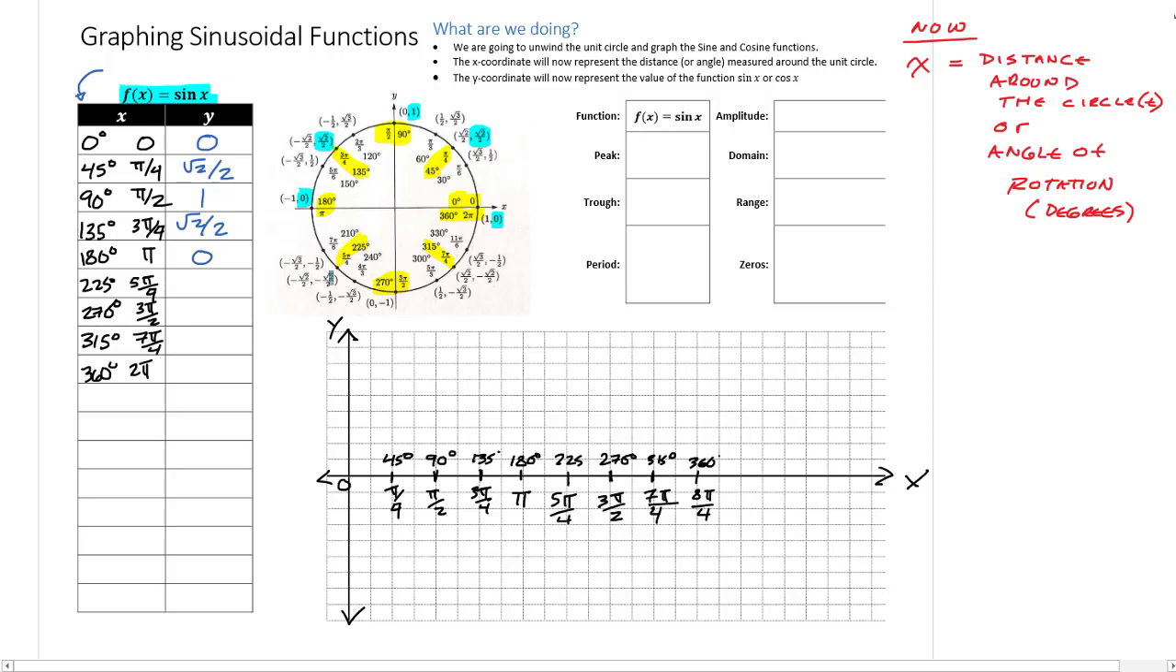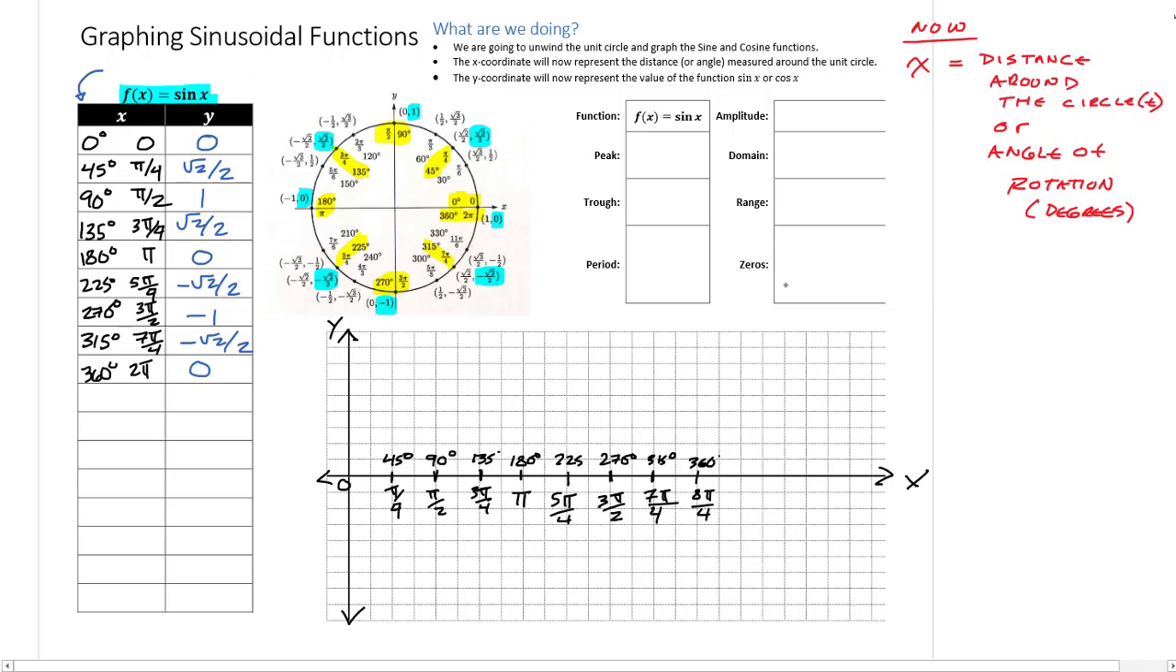Sine of 225 degrees, the y coordinate is negative root 2 over 2. So this is what sine is. Let's do the next one. Sine of 270 degrees or sine of 3 pi over 2 in radians will give you negative 1. All right, coming around, sine of 315 or 7 pi over 4 will give you negative root 2 over 2. And finally, you get all the way back to sine of 360 or 2 pi and you get 0 again. All right, so there's all the points we're going to get. Now let's try and graph this the best we can.